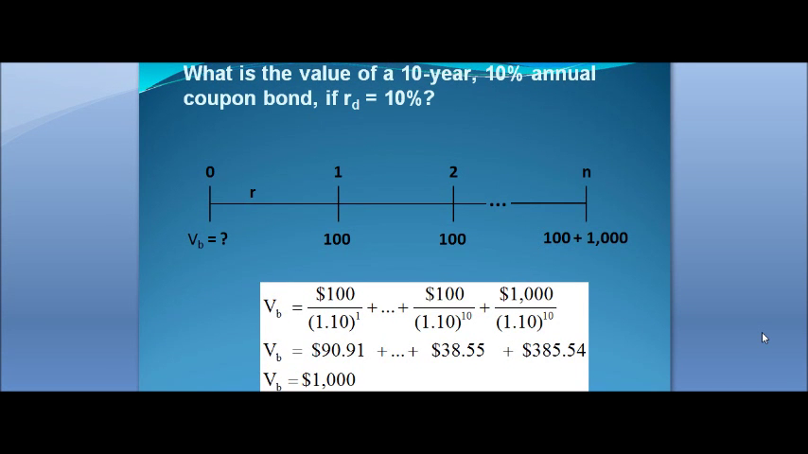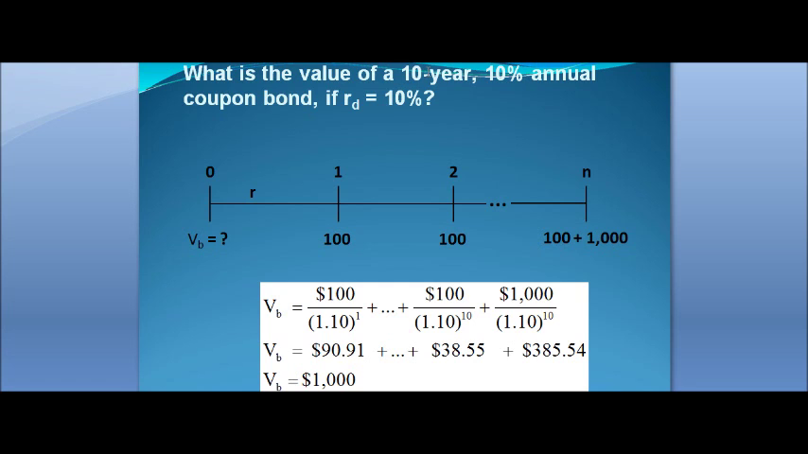So here in this example, it says: what is the value of a 10-year, 10% annual coupon bond if the market interest rate is 10%? Here the coupon rate is 10%. If we assume the face value of the bond is $1,000, the coupon payment should be $100, and the term to maturity is 10 years, and the market interest rate is 10%. So this is the rate we are going to use as the discount rate.